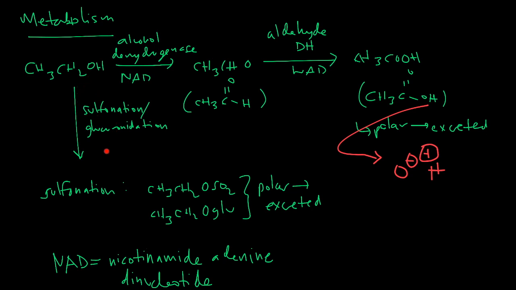So sulfonation is when you add a sulfur group. So here's your sulfur group, CH3CH2CH2OSO2, your sulfate group is over here. These can also be glucuronidated. You know that glucuronidation adds sugars. And here's your glucuronidated form. Okay. And these are polar. They can be excreted.